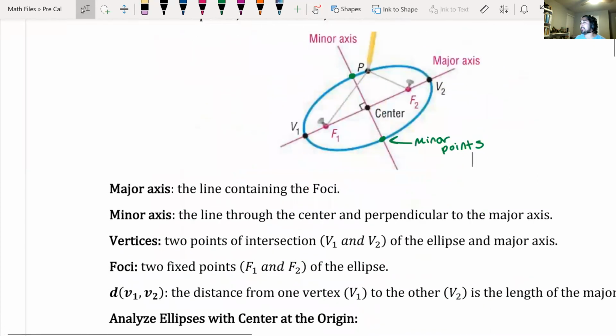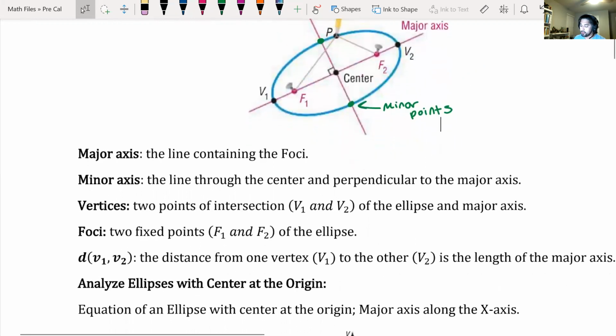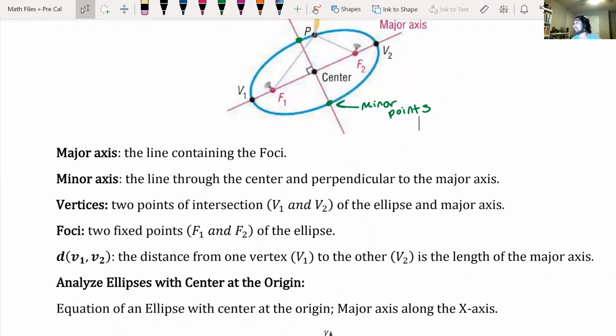Okay. So just like I said, going over the components of an ellipse, the major axis contains the vertices and the foci. The minor axis is perpendicular and contains the minor points. The vertices are the 2 points of intersection of the ellipse and the major axis. So again, the length of an ellipse is from one vertex to the next. The foci are 2 fixed points of the ellipse. And once again, the distance from vertex 1 to vertex 2 is the length of the major axis.